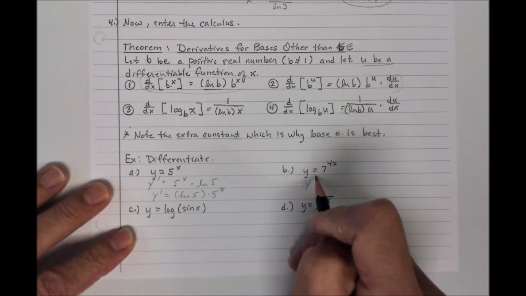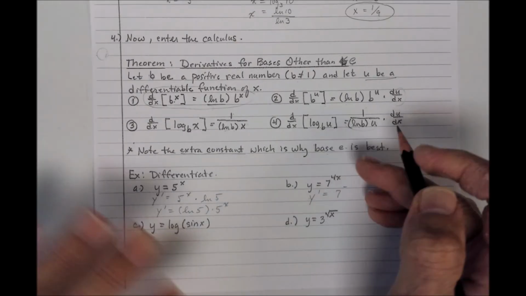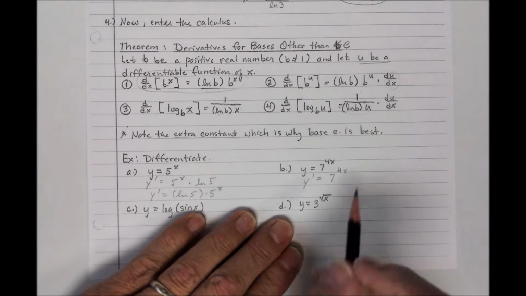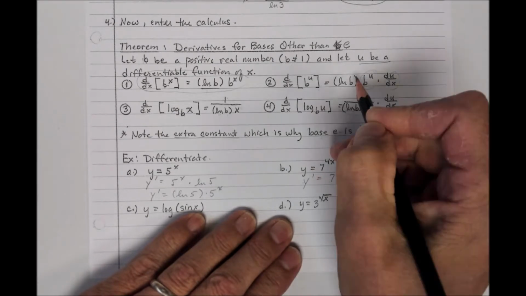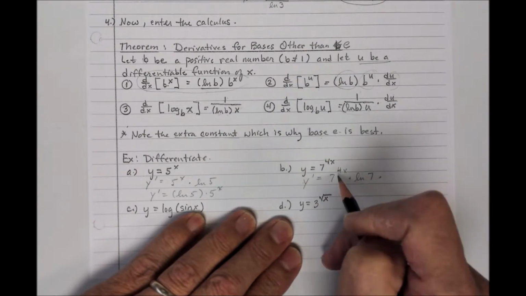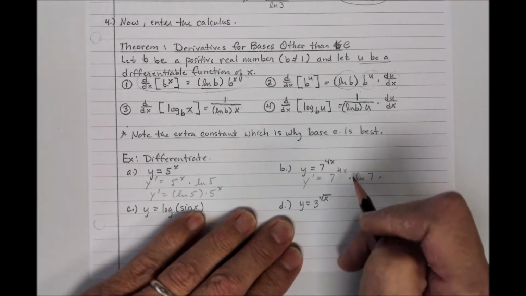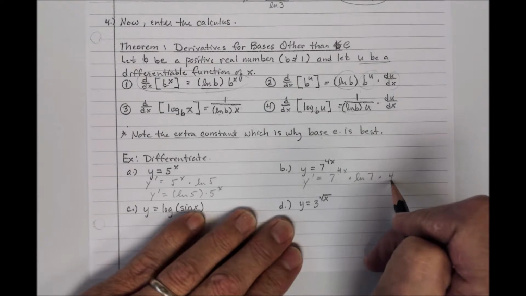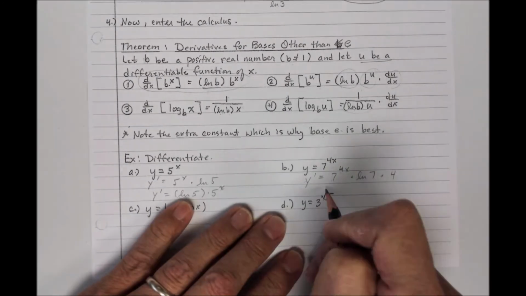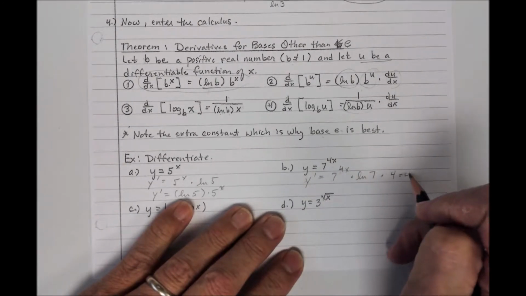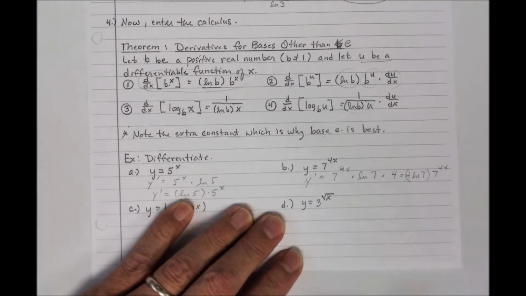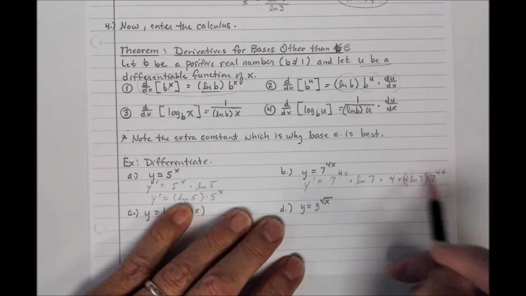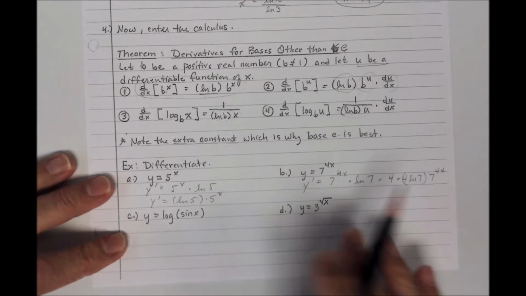So y prime equals 7 to the 4x power. That's the b to the u, times the natural log of 7, that's the natural log of b, times the derivative of the exponent. The derivative of the exponent 4x is 4. So I can leave it like that. Probably be better off writing this as 4 natural log of 7 in parentheses, 7 to the 4x power. And it looks a little bit nicer. Or you can bring the 4 up here as an exponent if you want to, using your properties of logarithms.